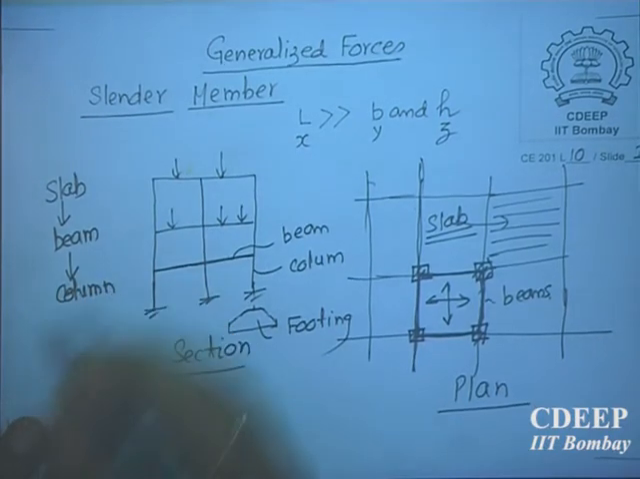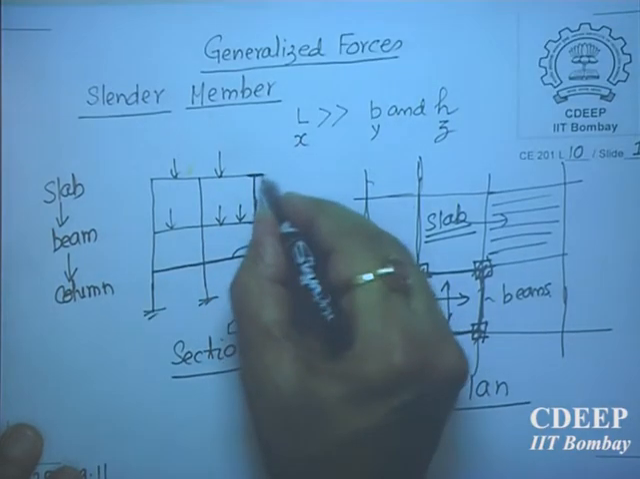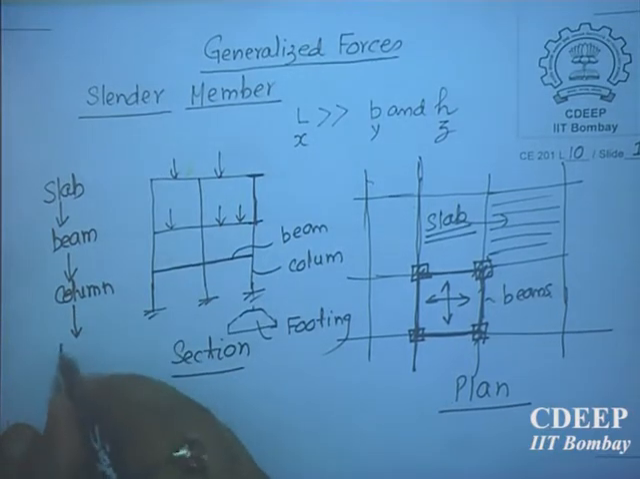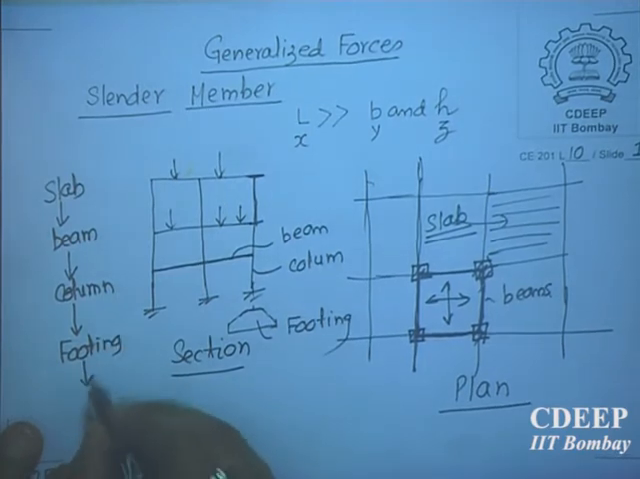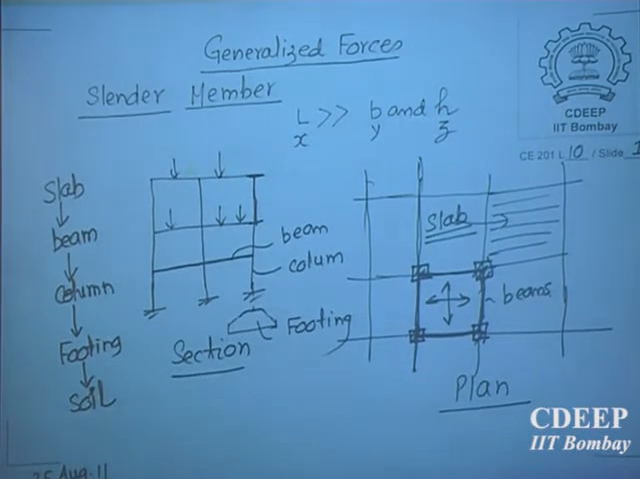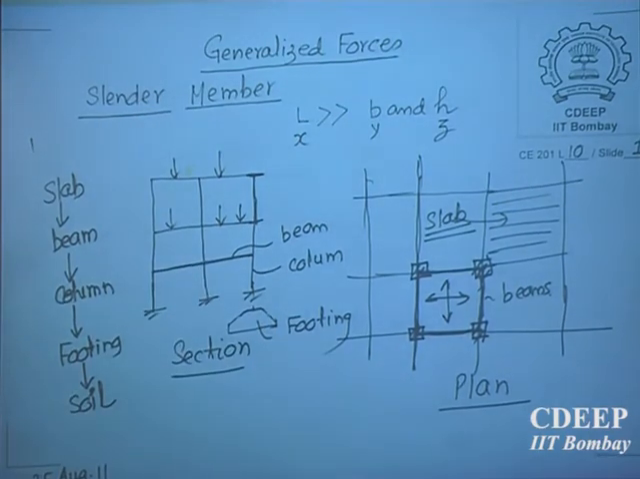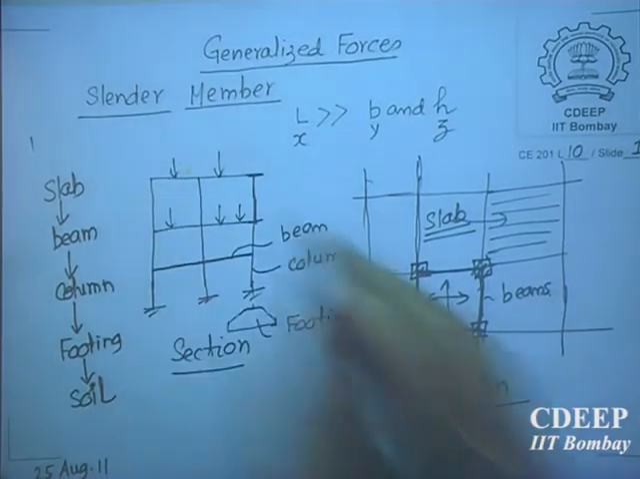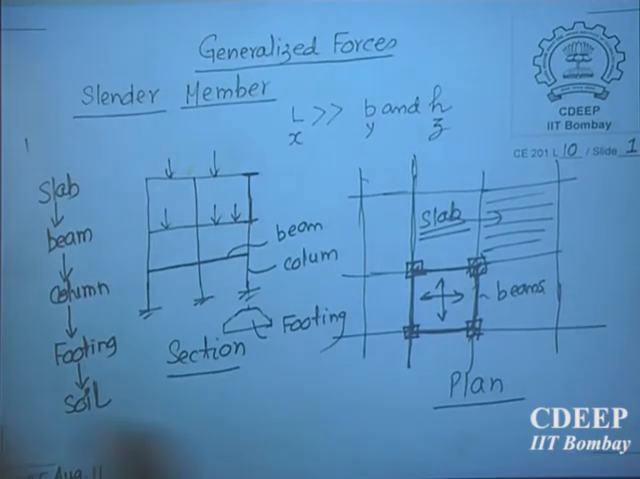Column is a vertical member, this one in any frame, in any building, and then to footing, and from footing it goes to soil underneath. This is the load transfer. This is the mechanism of load transfer. Okay. So all these members, that means the slab is a continuous body.